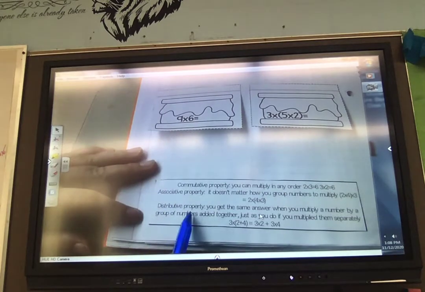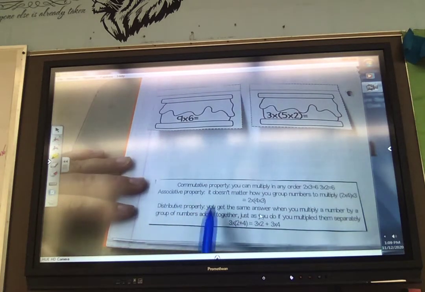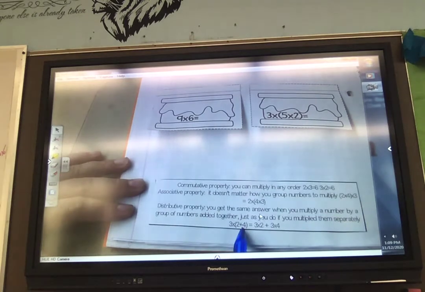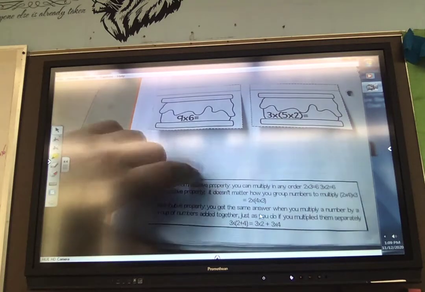The distributive property, you get the same answer when you multiply a number by a group of numbers added together, just as you do if you multiplied them separately. And we'll be looking at this distributive property a whole lot more Friday and Monday. So it says 3 times, parentheses, you see 2 plus 4. There's a difference, that plus sign, which just means we're going to be distributing the 3 to the 2, 3 times 2, and then we're also going to distribute the 3 to the 4, 3 times 4, and once you get those 2 answers, you add them together. We'll be working on the distributive property.